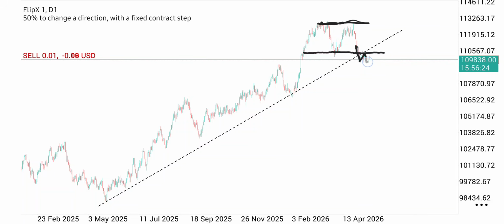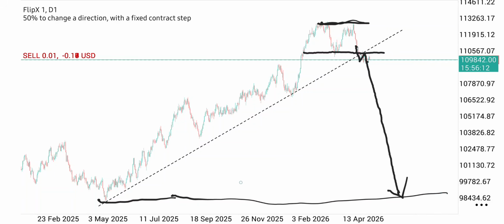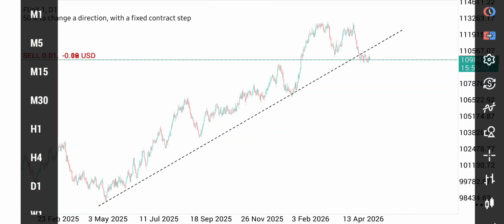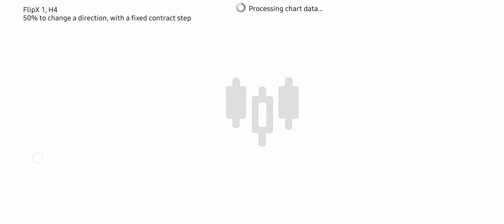Now we expect the market to dump to the downside, up to this point here. This is our take profit point. This is our target, but you might even spend weeks in this trade. This is a swing trade. So let's go down to lower time frames to see what the lower time frames have for us.